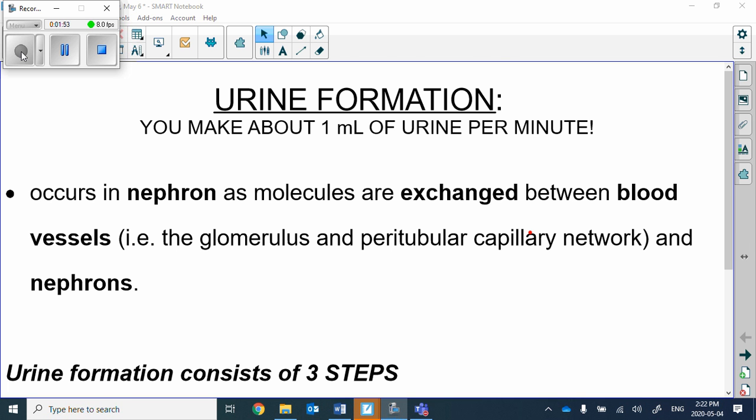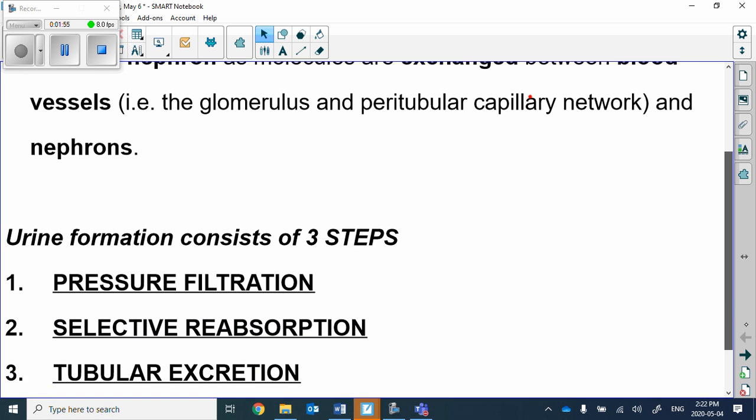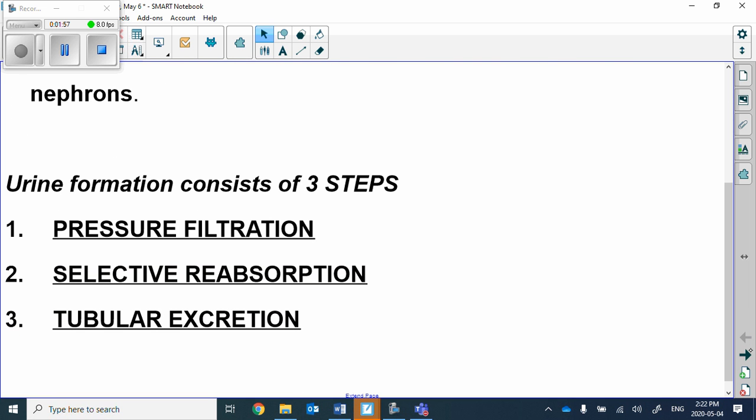Urine formation consists of 3 steps. The first step is pressure filtration. The video yesterday called it ultrafiltration, but we're going to use the words pressure filtration, and I equated it to putting your finger on the end of a hose, right? You ramp up the pressure that way. Selective reabsorption, so we're going to select the things that we want to keep and reabsorb them back into our bloodstream. And the third part of urine formation is tubular excretion or tubular secretion.